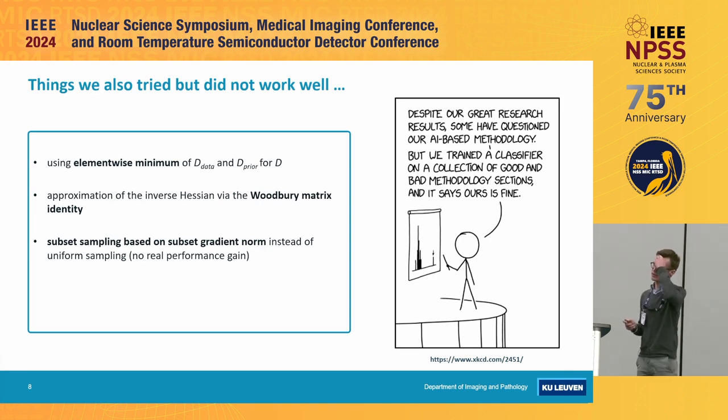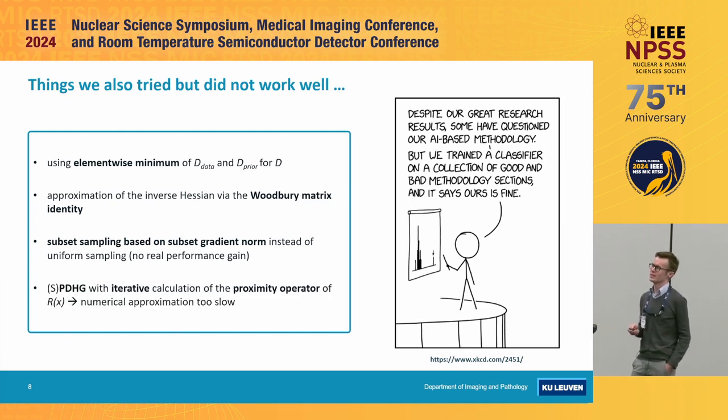Then we tried smarter subset sampling strategies instead of just random sampling. We tried rules related to the norm of the subset gradients, but that gave no real performance gain, and since you have to do additional computations, we stopped that. Obviously, since we had me and Matthias on the team, we also tried primal dual methods, but the problem is that with the relative difference prior, there is no analytic solution for the proximity operator, so we have to do numerical approximations, and that becomes slow, so we also gave up on that. But I would say, if you have a prior where you can efficiently evaluate the proximity operator analytically, those methods can be competitive, but not for that challenge.